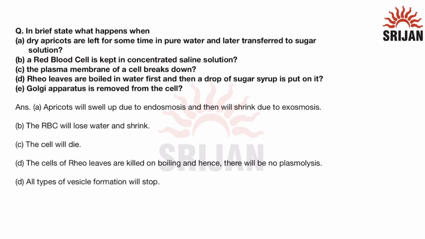The question reads, in brief state what happens when first dry apricots are left for some time in pure water and later transferred to sugar solution. Now let us see the answer to this question. So apricots will swell up due to endoosmosis and then they will shrink due to exoosmosis.